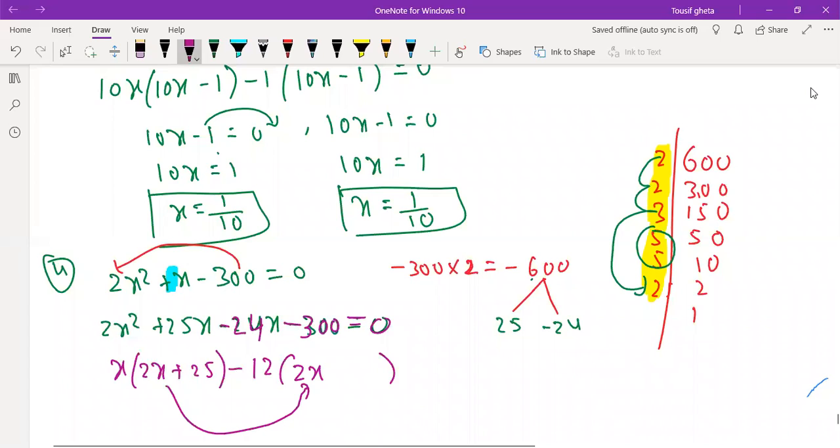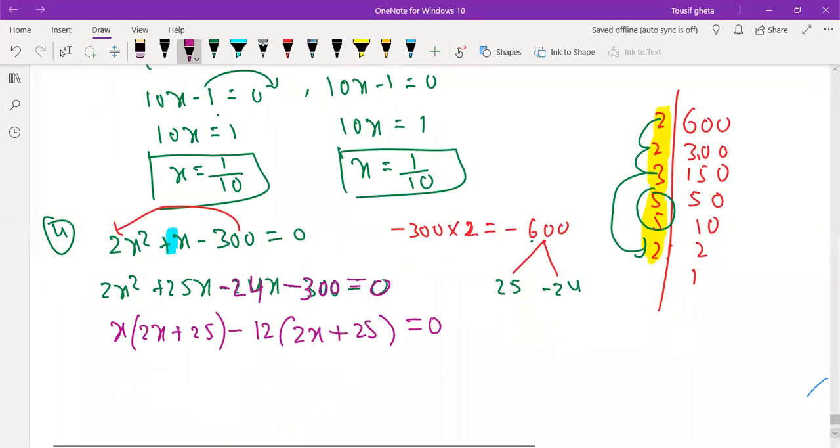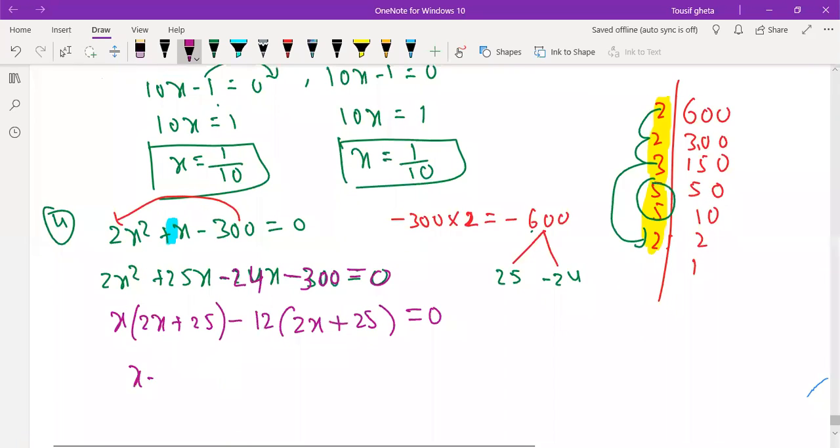12 twos are 24. You know 12 twos are 24, so it is the easiest way. And here plus will come. This is plus and this is 12 here and 25. 12 into 25 will get 300 for sure, is equal to 0. That's it. The answer will be x minus 12 is equal to 0, so x is equal to 12.